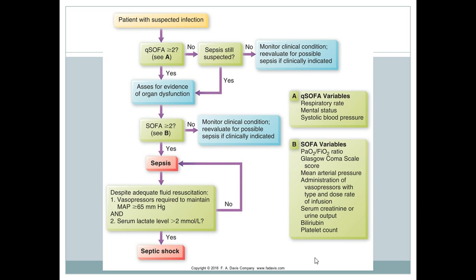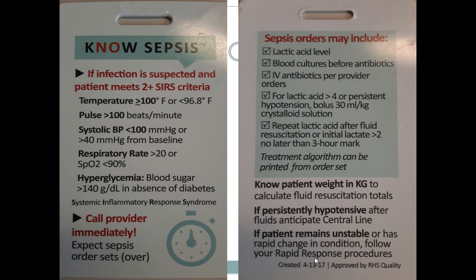So figure 14.7 on page 276 looks like this. It's an algorithm to guide the identification of sepsis and septic shock. This is something that they would use in the hospital system. You also might see these little badges on some of the nurses' badges. It's kind of a badge shortcut to help with sepsis identification among the nurses there.